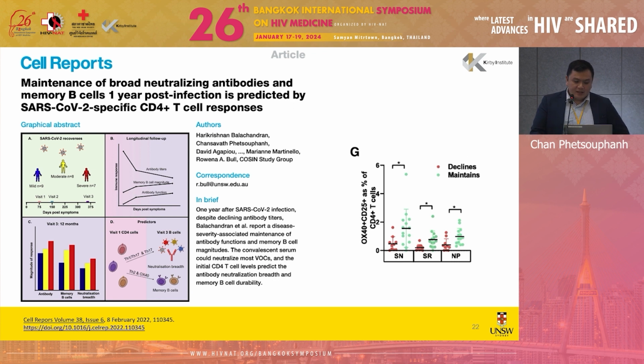So the first study that we published, in collaboration with Harry and Rowena Bull, using the COSIN study, we showed that CD4 T cell responses at 1 month can predict durable memory B cell responses at 1 year post-infection. And this also correlates with the increased neutralization breadth, particularly CD4 T cell responses to RBD. And we think this is because the CD4 T cell responses within RBD potentially contain T follicular helper cells. And we did use CXCR5 as a marker for circulating T follicular helper cells.